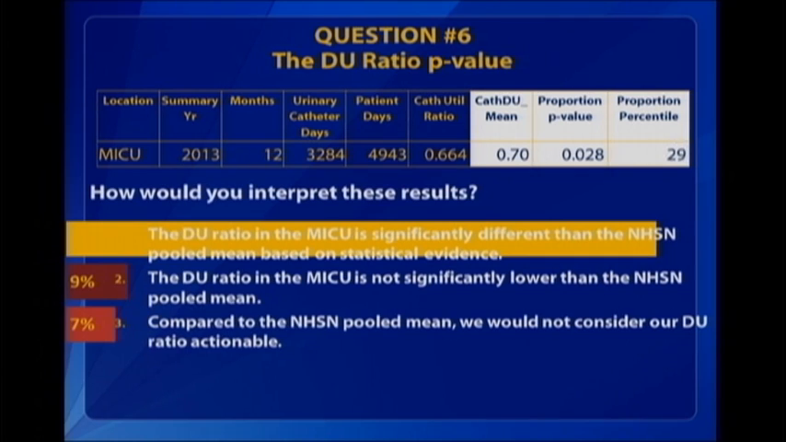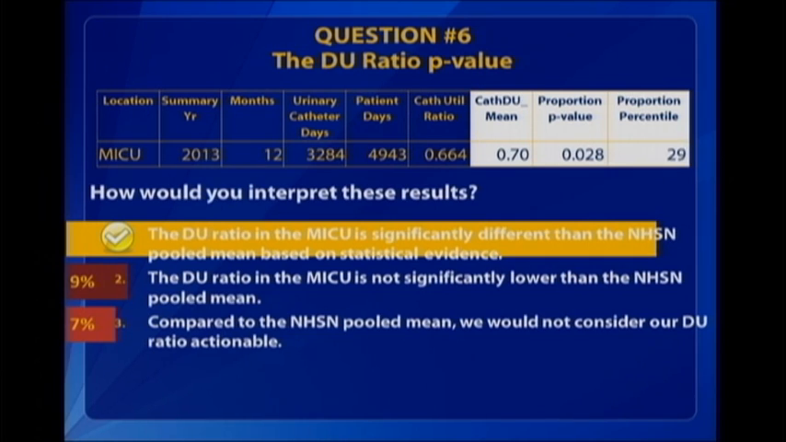An overwhelming number of people, I can't really see the percentage, but a lot of you said number 1, that our DU ratio in the MICU is significantly different than the NHSN pooled mean based on statistical evidence. And that is correct. That's the answer I gave. However, this is a point where it could be up to interpretation, because you could use statistical evidence, and that's going to be used quite a bit. It's used probably for most of the decisions that you're making.